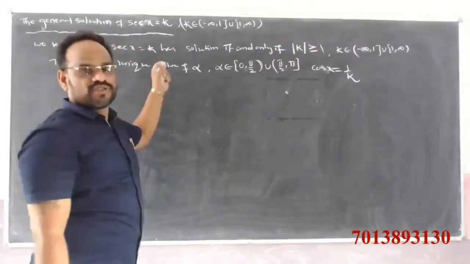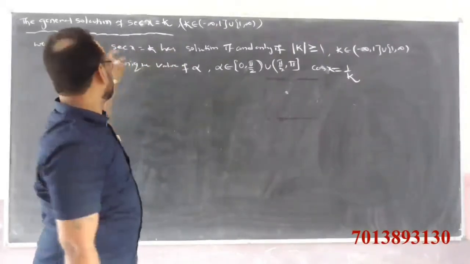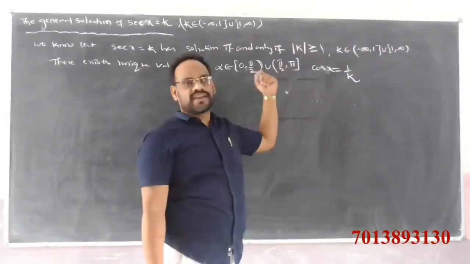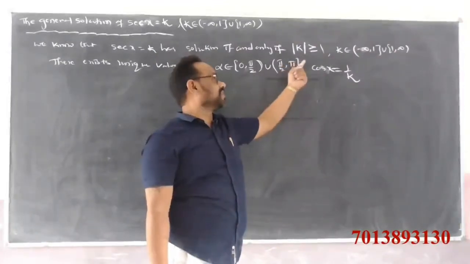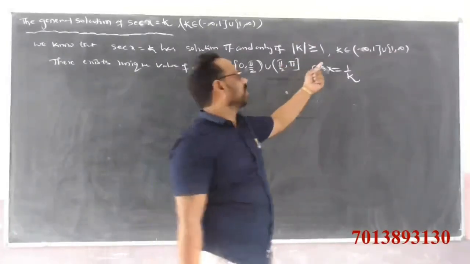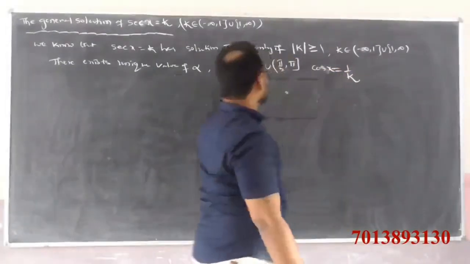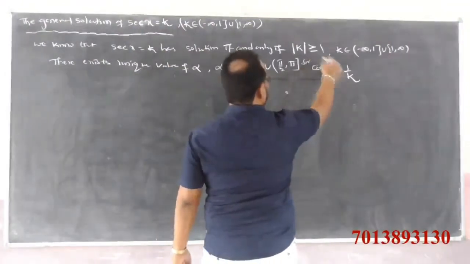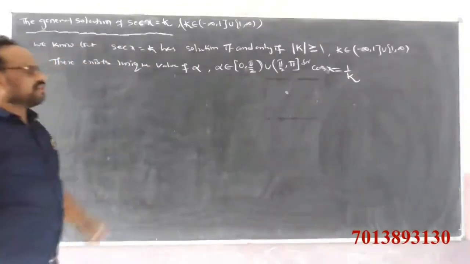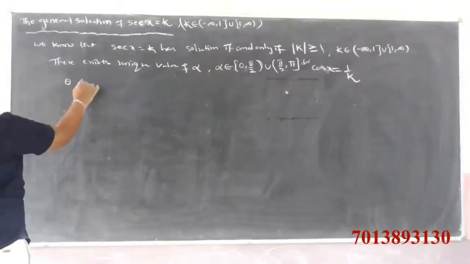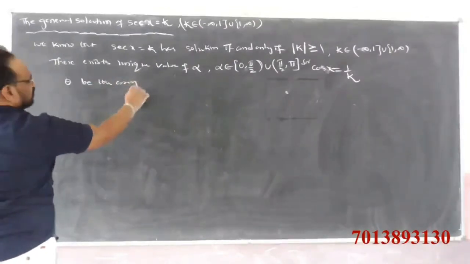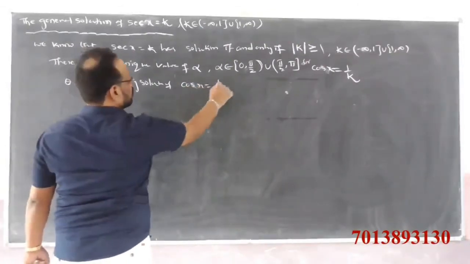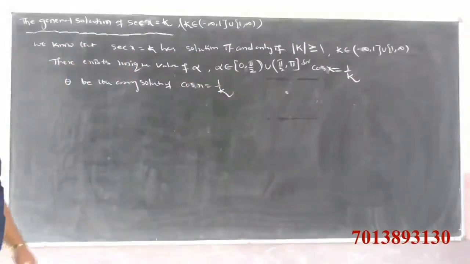We want the general solution of secant x equals k. Clearly k belongs to this set, since secant x equals k has a solution if and only if the absolute value of k is greater than or equal to 1. So k belongs to the given intervals. There is a unique value of alpha such that cos x equals 1 by k. Let theta be any solution of cos x equals 1 by k.